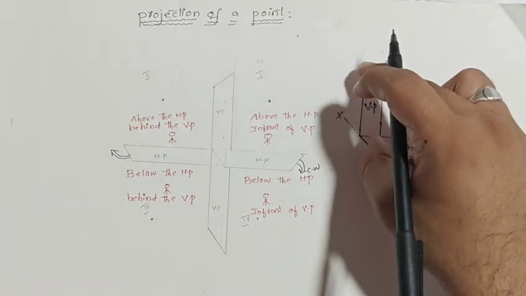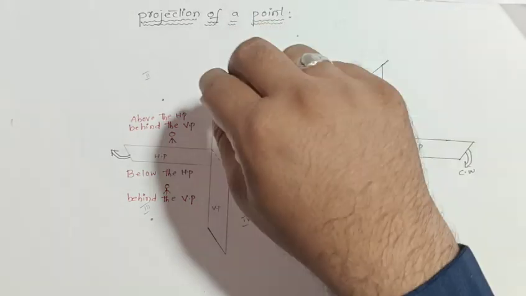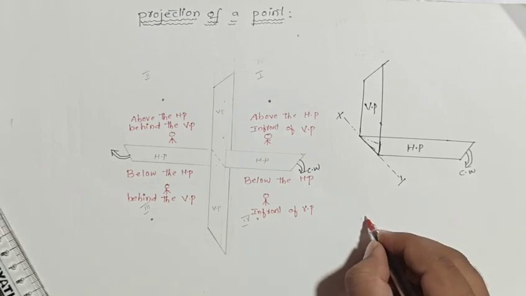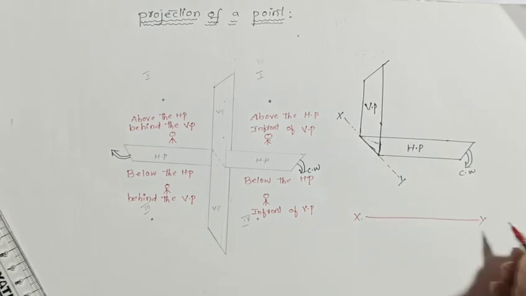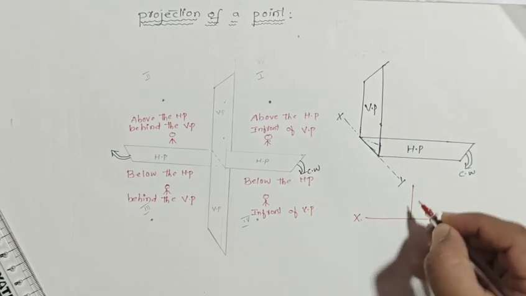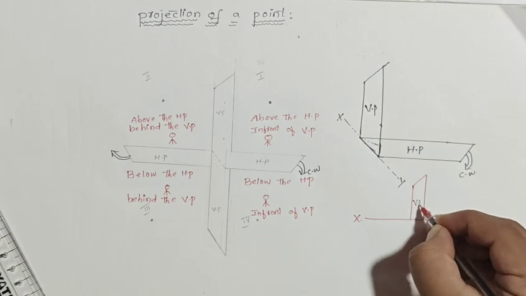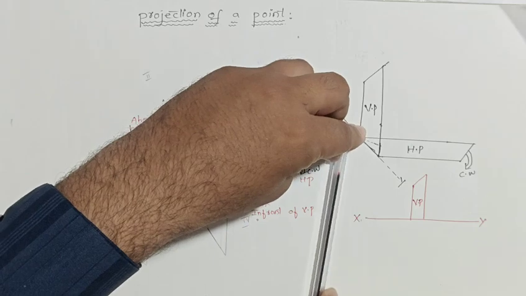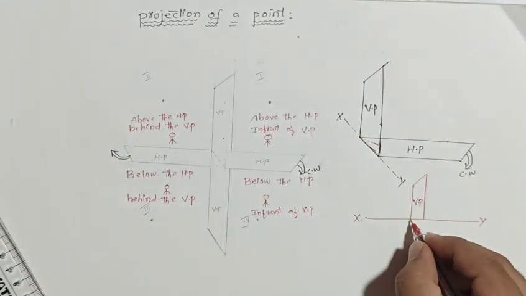Then how will we generate this formula? Let us see. The vertical plane is rigidly fixed. First draw the reference line, X and Y. The VP remains the same. Who will rotate over here? This horizontal plane will rotate in the clockwise direction. It should be below the reference line.